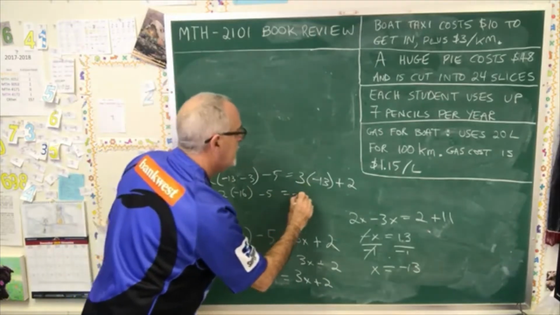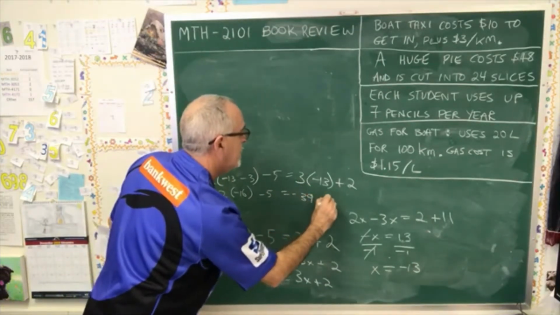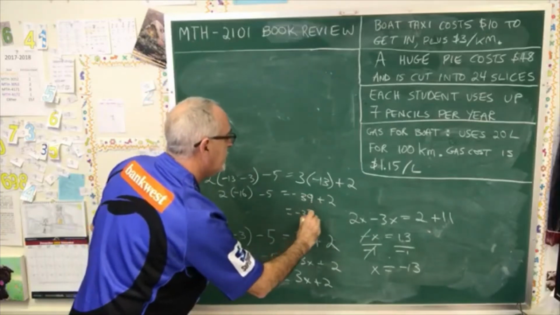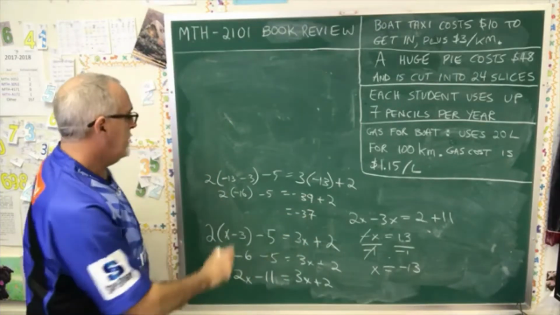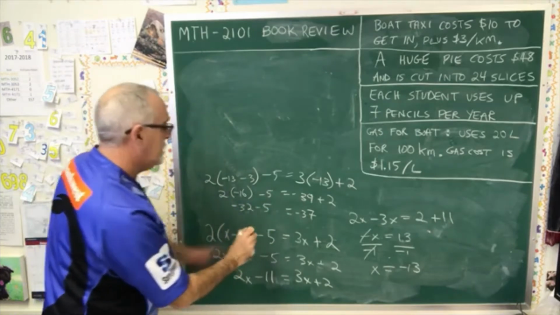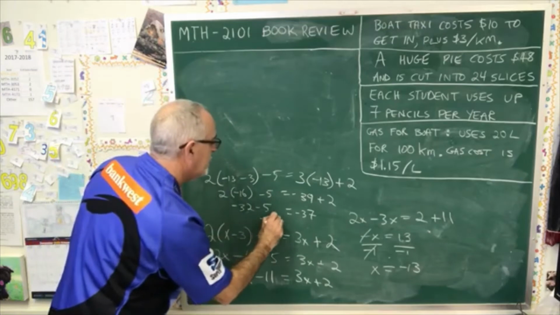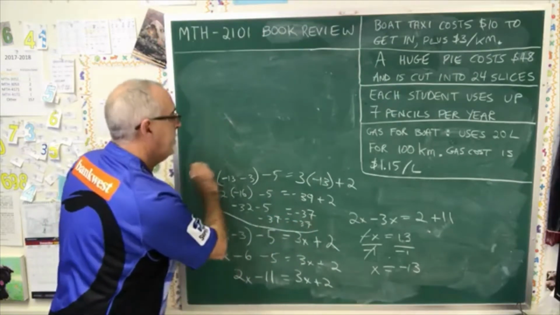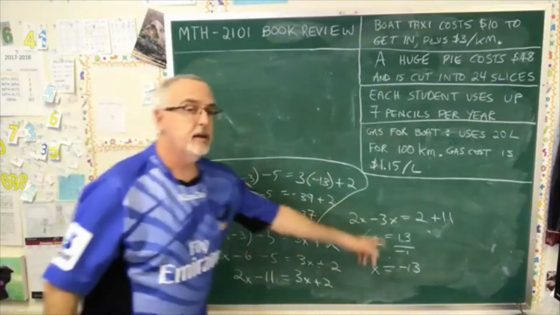3 times negative 13 is negative 39. Negative 39 plus 2 is negative 37. I'm finished on the right side. 2 times negative 16 is negative 32 minus 5. Yes, negative 32 minus 5 is negative 37. I have negative 37 equals negative 37. My verification shows that I did this correctly.